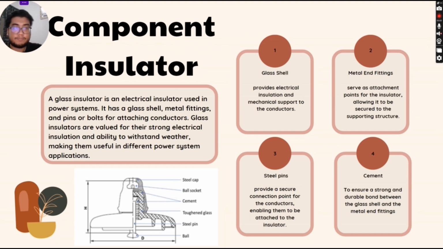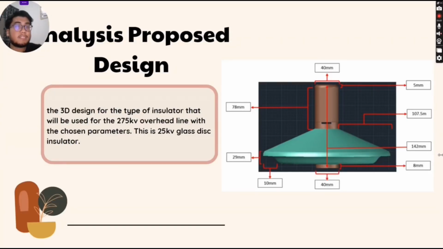For the analysis of the proposed design, we can see in the figure our 3D design of the type of insulator that will be used for the 275 kilovolt overhead line with the chosen parameters. This figure is the 25 kilovolt glass disc insulator.